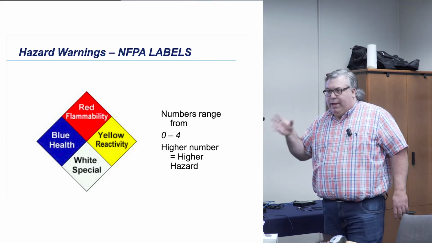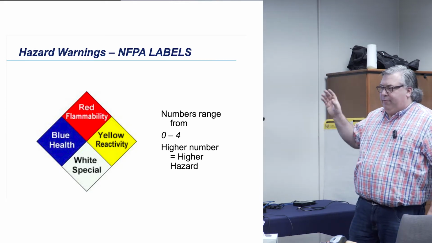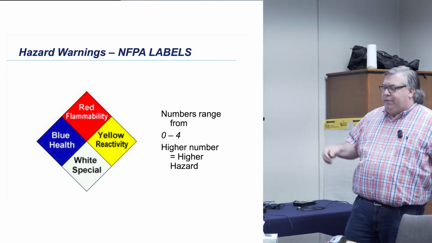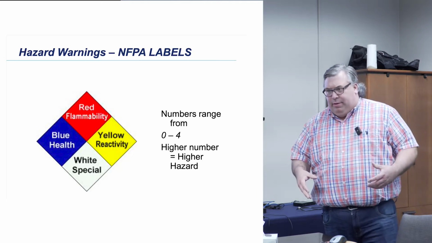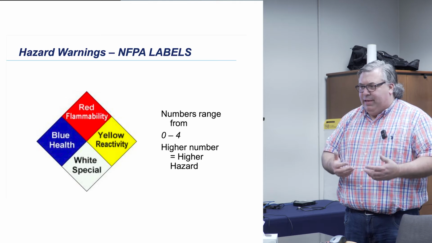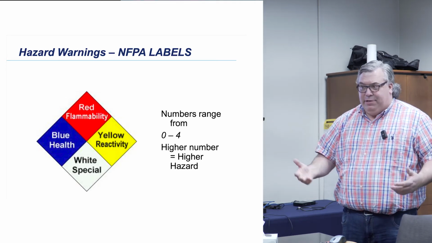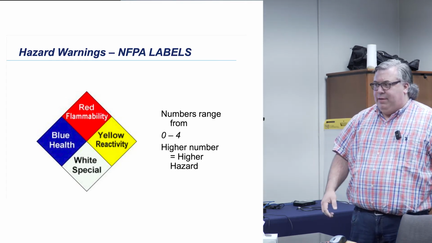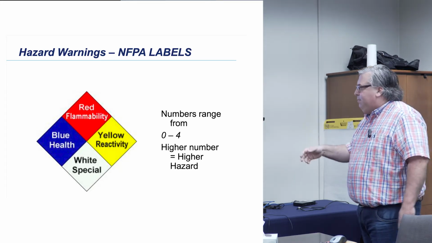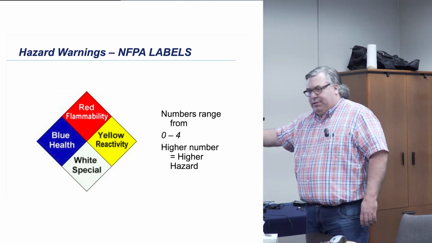The blue is for health hazards. The red is for flammability hazards. How flammable is it? Yellow is for reactivity. Remember, with chemicals, reactivity means that when things mix, they're going to give off heat, energy, potentially explode, that sort of thing. So we need to know what might happen to them if they mix. And then white is for special hazards.